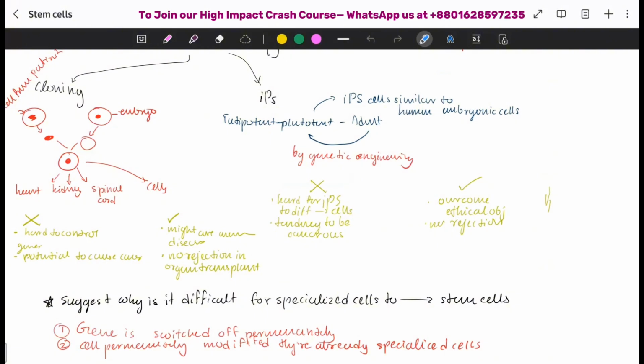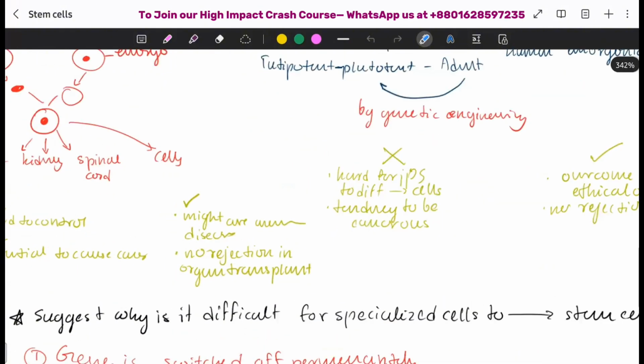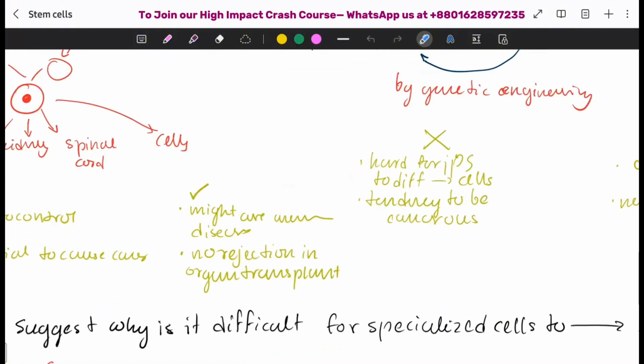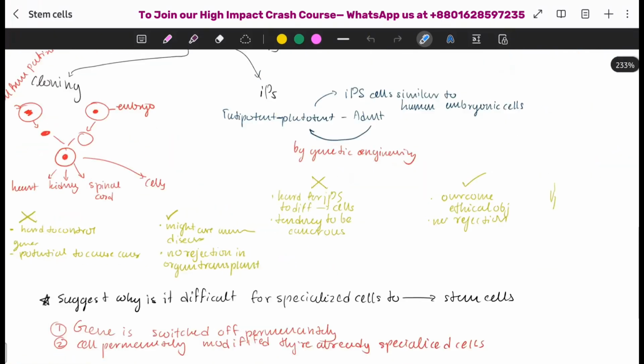And the advantage you could say is that there's no rejection in the organ transplant. So if you do cloning, there's no rejection. So that's a good thing. For iPS, it's hard for iPS to differentiate, cells have a tendency to be cancerous. Again, both of them can be cancerous.